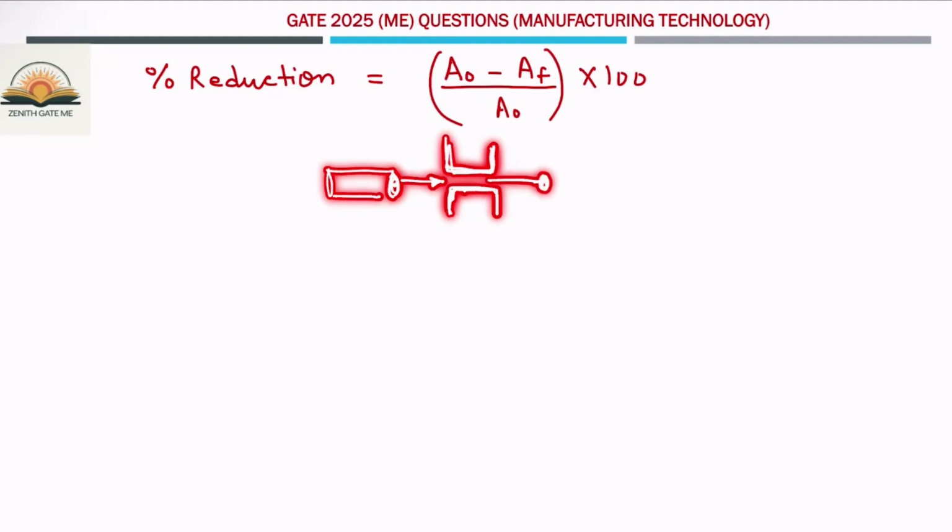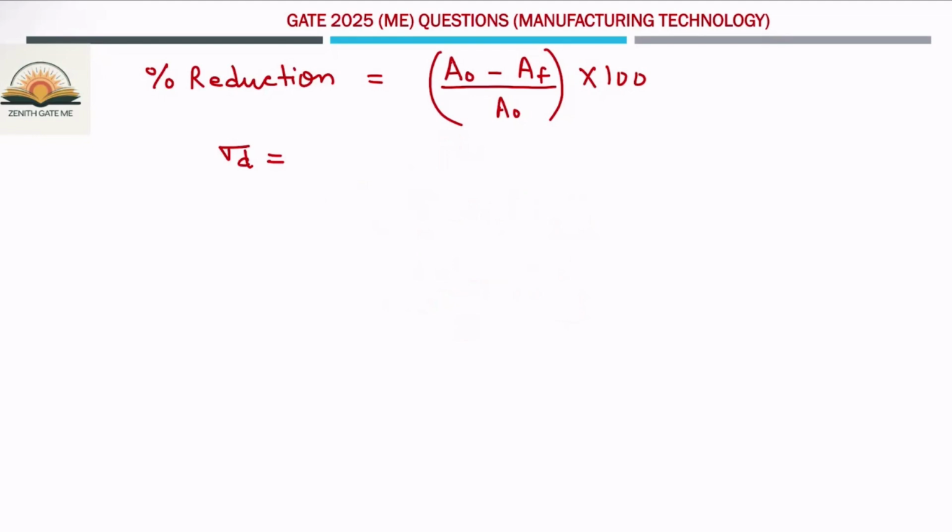Let us suppose the original diameter is d naught and its final diameter is df. Similarly, the area will be A naught and the final area will be Af. So how much reduction will be possible? A naught minus Af divided by A naught, because I am talking about the percentage reduction. Okay, so the drawing stress relation is: the drawing stress is equal to yield stress into ln of A naught by Af.